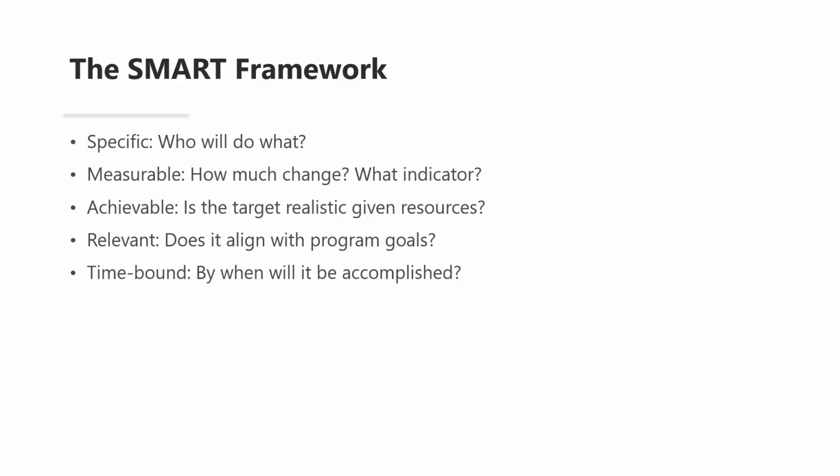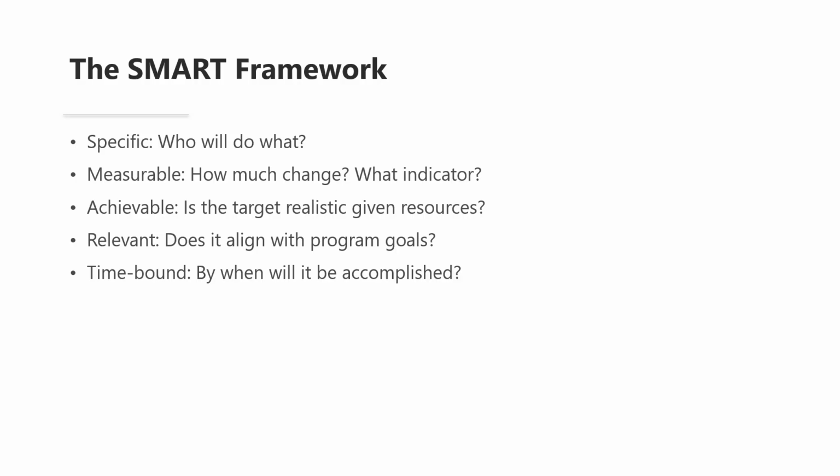Alright, now we are getting into what I would call one of the most valuable tools in your entire planning toolkit, and that is the SMART framework. This is arguably the single most important concept in the planning section of the Certified Health Education Specialist and Master Certified Health Education Specialist exams, so I really want you to feel confident with this. SMART stands for specific, measurable, achievable, relevant, and time-bound. Let us break down each component together.